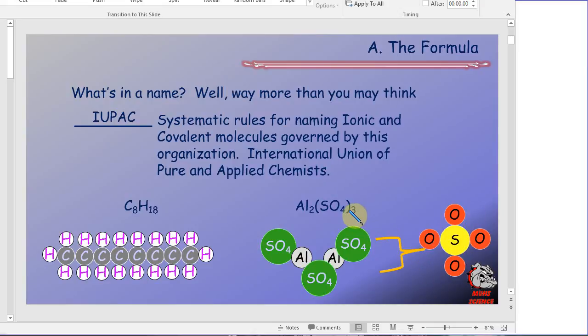Each of those sulfates equates out to a sulfur and 4 oxygen atoms bonded to it. So there's a grand total then; you can distribute this 3 through here, since there are 3 sulfates. There are a total of 3 sulfur atoms, as you can see by the green spheres, and if you distribute the 3 into the parentheses, 3 times 4 is a total of 12 oxygens, and each of the greens have 4 oxygens, so 4, 8, 12. And so we have our basis of the formula.